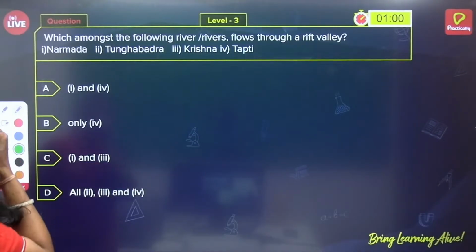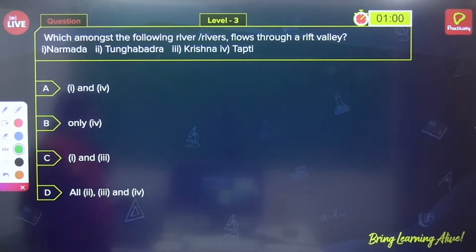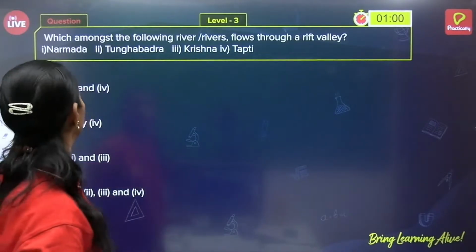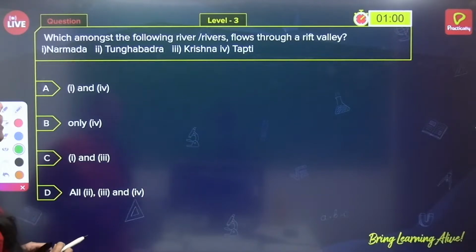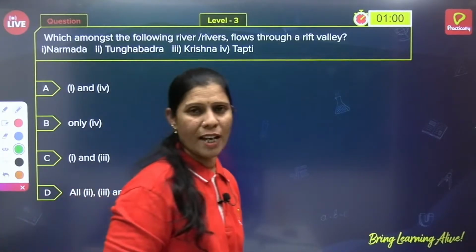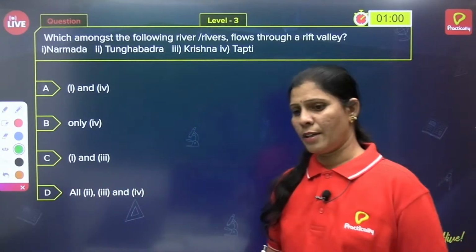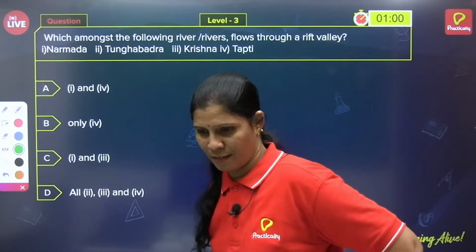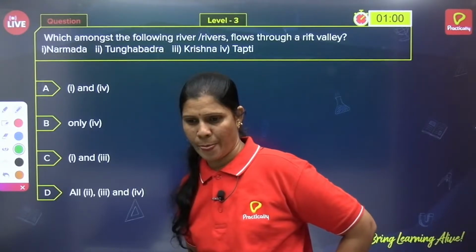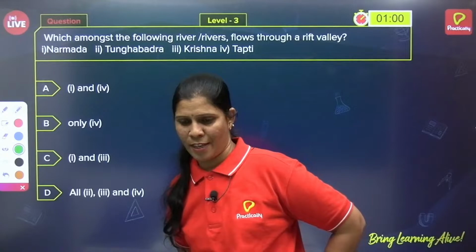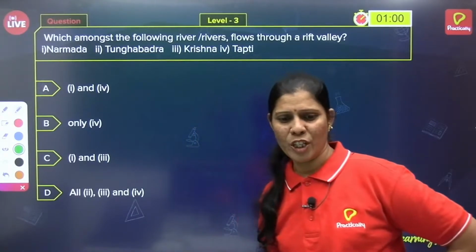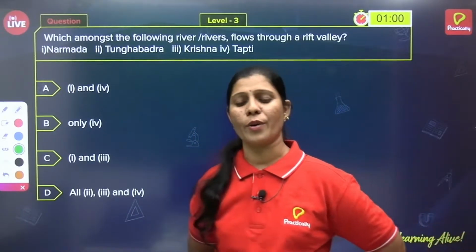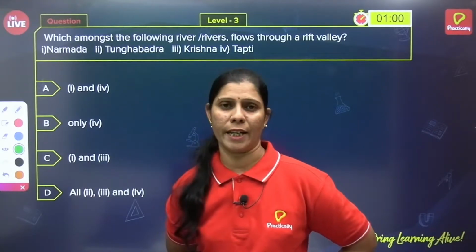Let's have a question here, children. Which among the following river or rivers flows through the rift valleys? Can you answer this question? Anyone? Which among the following river or rivers flows through a rift valley?